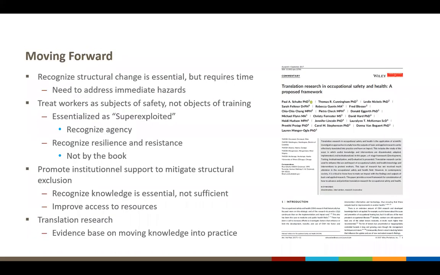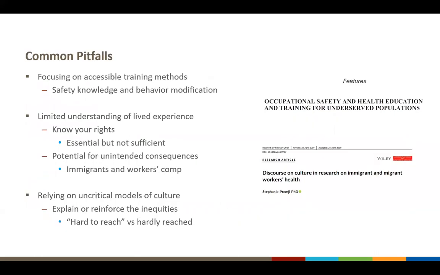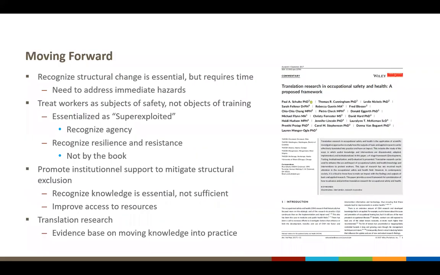Okay. So moving forward, I think on trainings, we need to realize that trainings need to both recognize and address the need for structural change, but also recognize that it requires change to implement structural changes. And so both addressing structural barriers, but also helping workers address immediate hazards and needs that they have, given the current situation, is important. Treating workers as subjects of safety, not just objects of training.